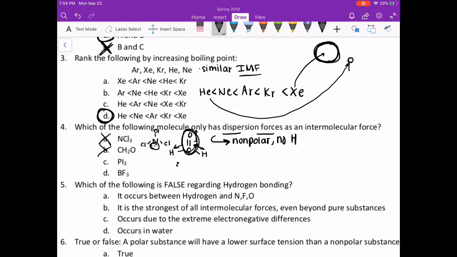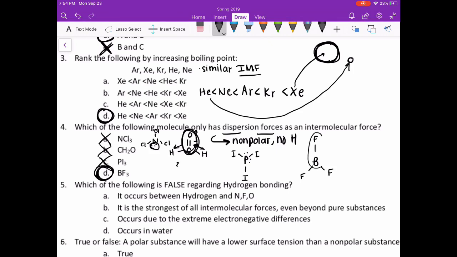Anyways, there's me circling. So for the next one, I want to draw this out. And phosphorus is one that has an expanded octet. So once again, it's going to have lone pairs that aren't canceled out. So that's going to be just dipole-dipole. So that leaves BF3. And boron is one of our ones that can have the unfilled octet and be satisfied.